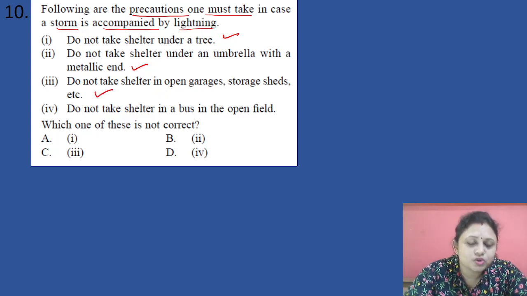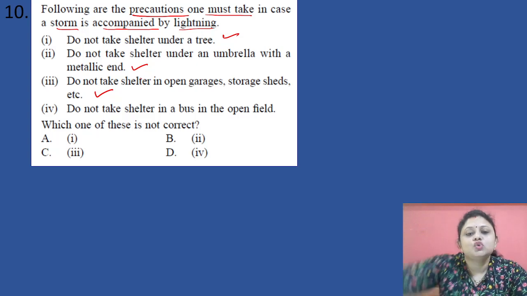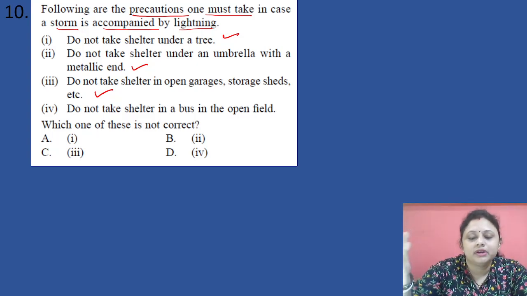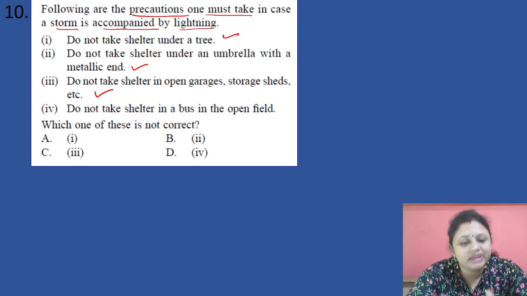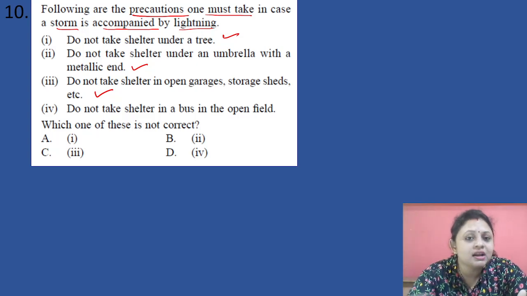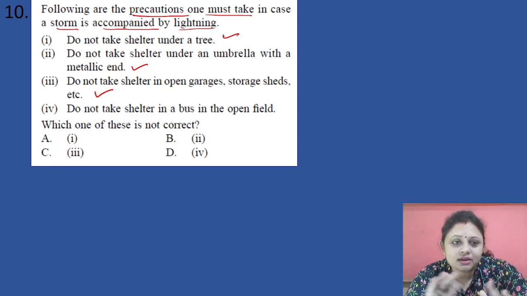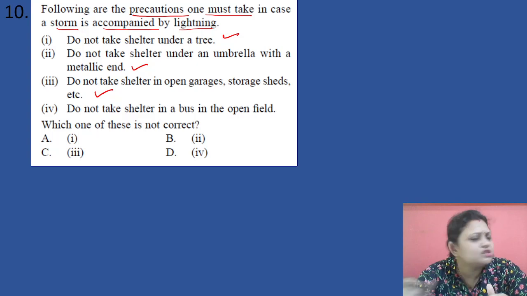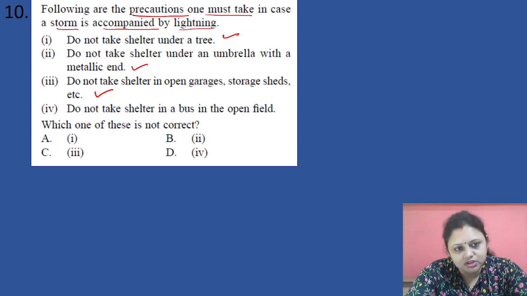This one is also correct because it is an open place, so the lightning can come to us. If it is open, high voltage is there, and at that time air becomes a conductor. In general, air is a bad conductor, but if a high voltage is there in case of lightning, it becomes a good conductor. So it can affect us.